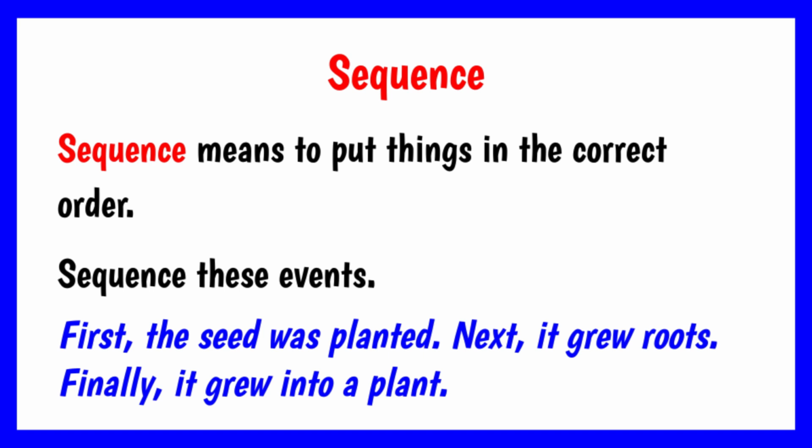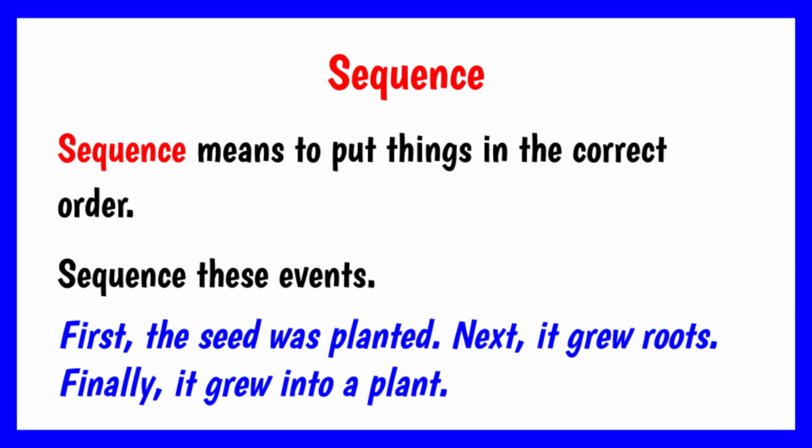Our next word is sequence. Sequence means to put things in the correct order. Sequence these events. A good answer could be: first, the seed was planted. Next, it grew roots. Finally, it grew into a plant. Teachers often ask students to sequence events, steps, or ideas.